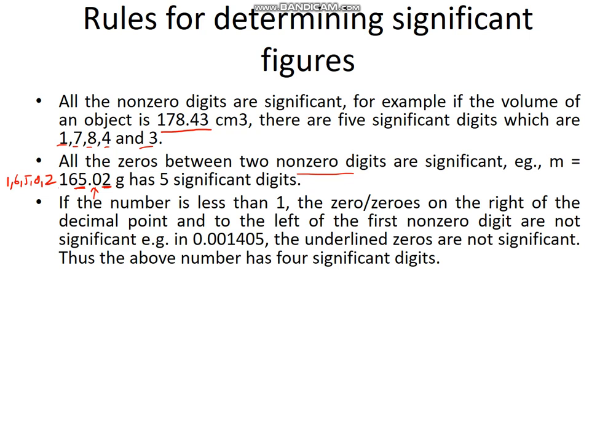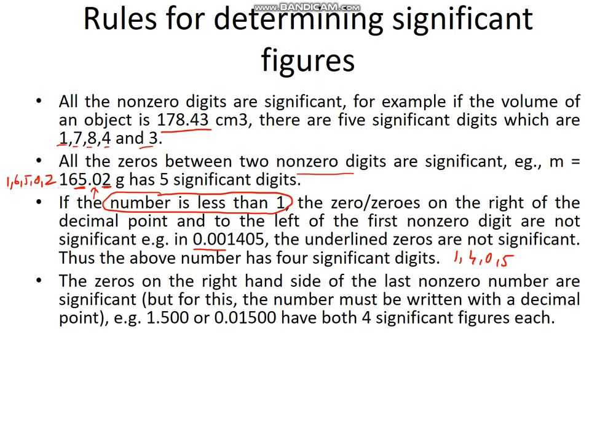Next, if the number is less than 1, the zeros on the right of the decimal point and to the left of the non-zero digit are not significant. So the underlined zeros are not significant. So let me underline it. So these zeros are non-significant. And on the right side too, if there were any, it was non-significant. And thus the above number has only 4 significant digits. What are those? 1, 4, 0, 5. What is the criteria for this? The number is less than 1. Remember this. Okay, let us go ahead.